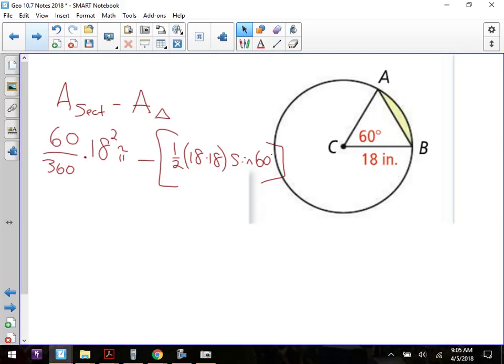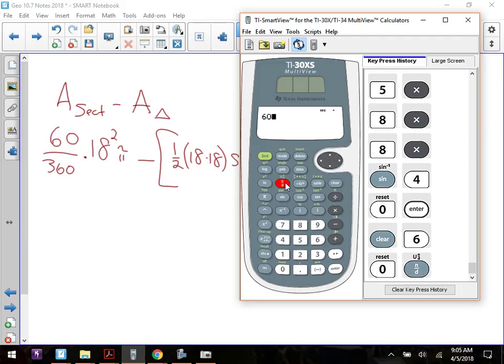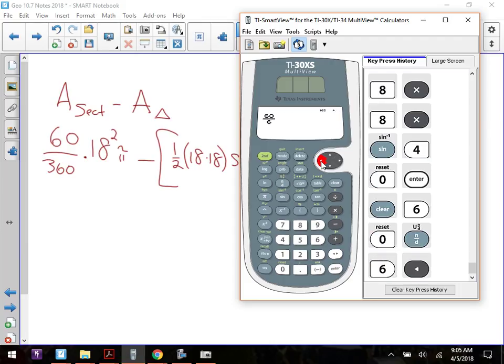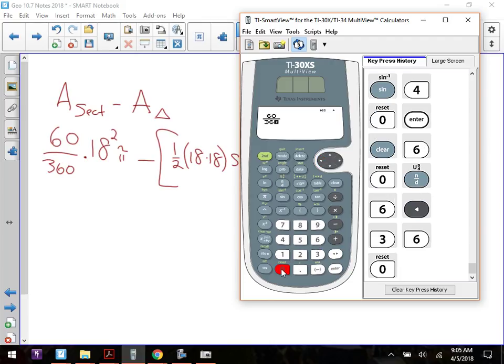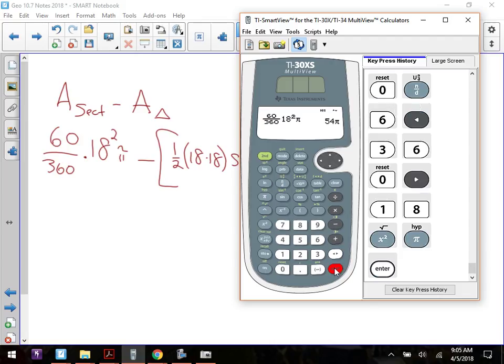So if I do the first part, 60 over 360 times 18 squared times pi, I get 54 pi. That's what my calculator says. You all right with that? If yours gives you the decimal, it's not a big deal. Or you just know that you want to write down 54 pi to start, and then go to the second part.